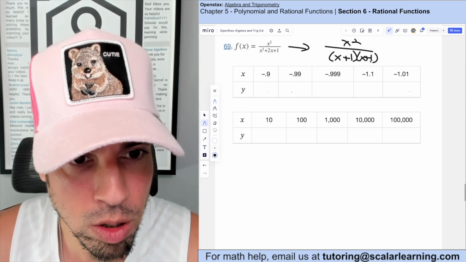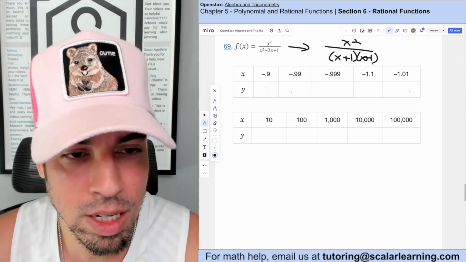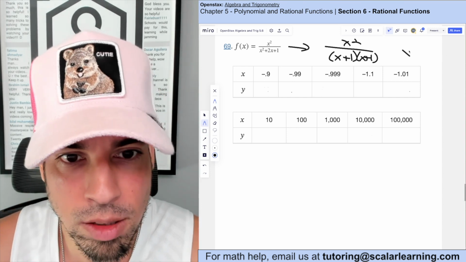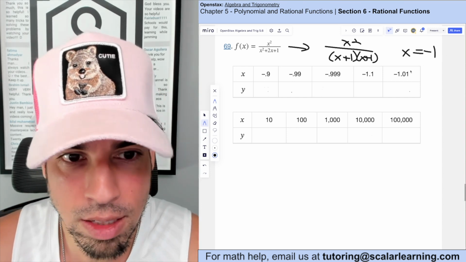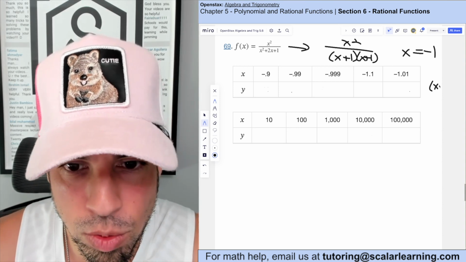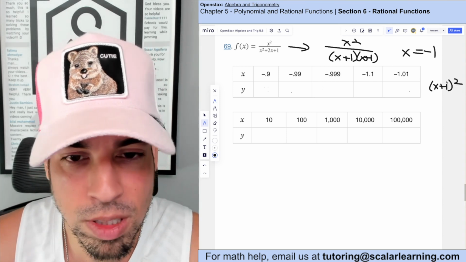That gives you x squared, 1x, 1x, that's 2x, and then 1 at the end. So what this means is that we have a vertical asymptote at x equals -1. And because it's squared like this, it's really (x + 1) squared. It has a multiplicity of 2.